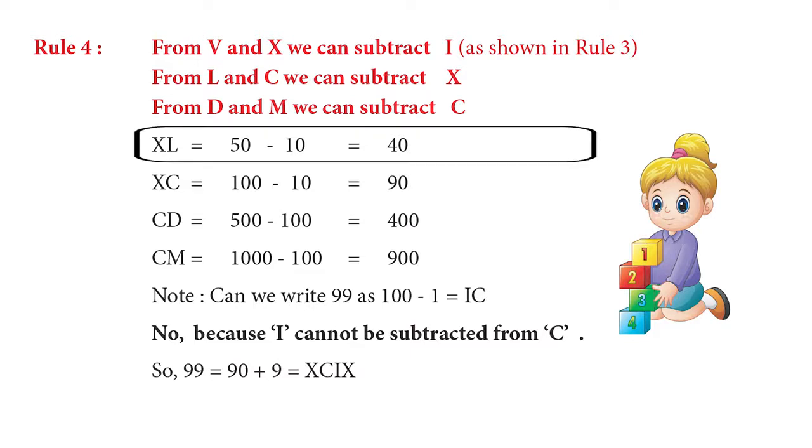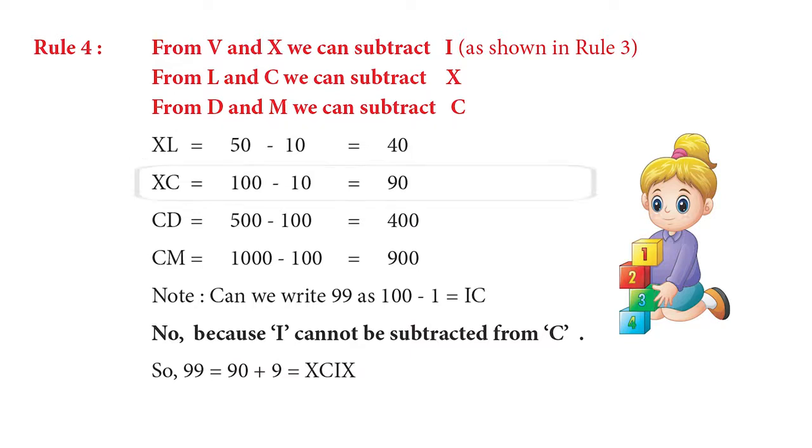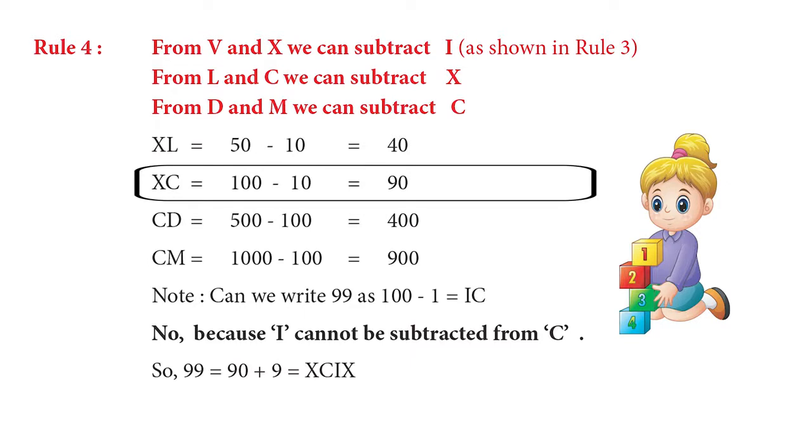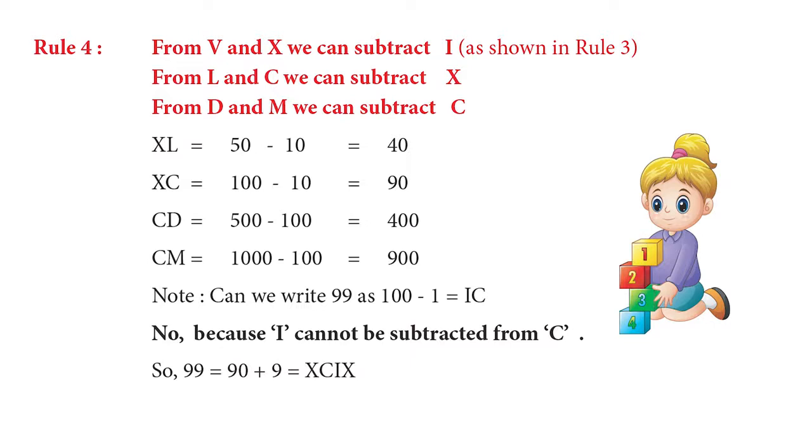10 and 50. So we subtract the smaller number from the bigger number. Hence we get 50 minus 10, which is 40. The second example in your textbook, 10 and 100. So we subtract the 10 from the 100, we get 90. Again, we remember rule number 3. Anytime there is a small number before a large number, then we subtract that small number from the large number. All right, let's move on to see the other examples.